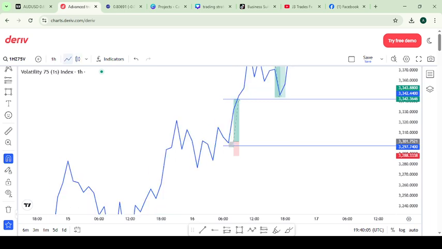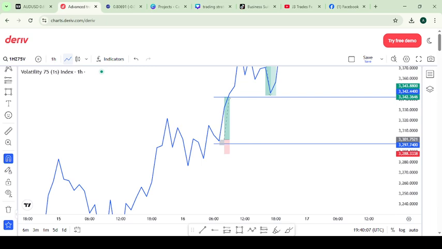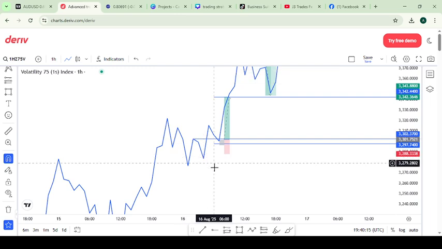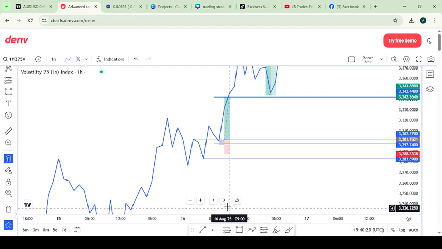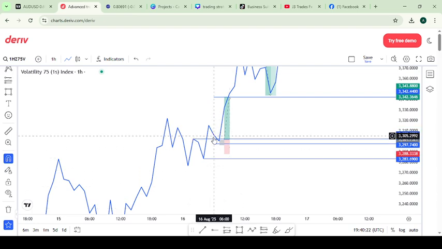So I just go to the line chart. I switch to the line chart from the 1 hour time frame, and I use my horizontal ray to mark out the key levels on 1 hour time frame very close to the price. So at that time, price was, I think, somewhere around there. This candle was forming.